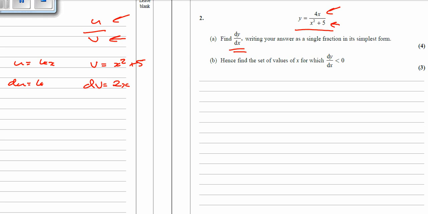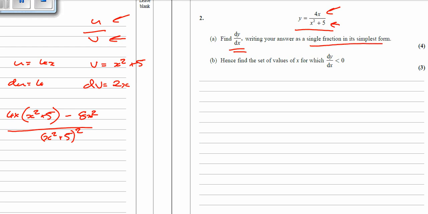So v du is going to be x squared plus 5, that's v, times by du, which is 4, minus u dv, which is going to be 4x times by 2x, which is going to be 8x squared, all over v squared. So it's going to be x squared plus 5 squared. And notice that it says you've got to write it as a single fraction in its simplest form.